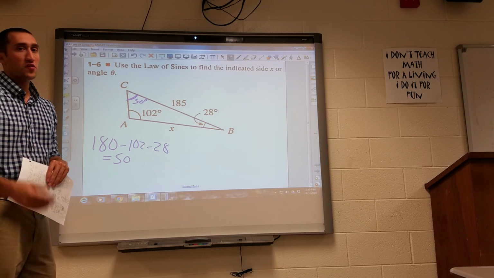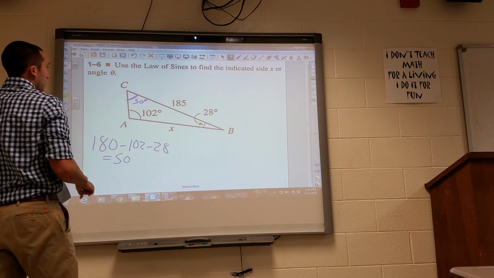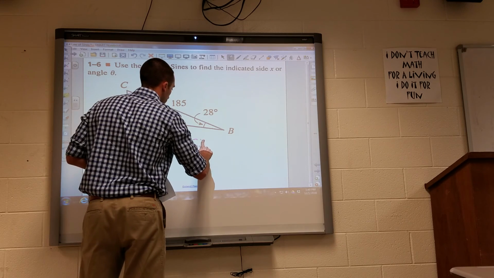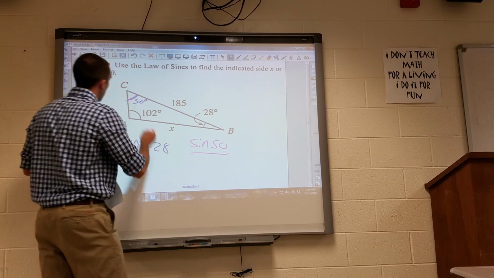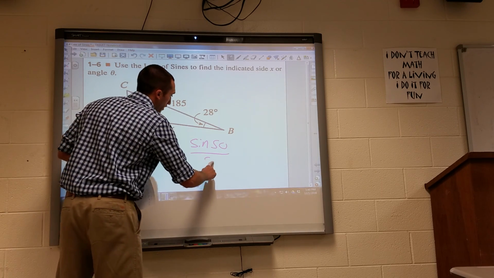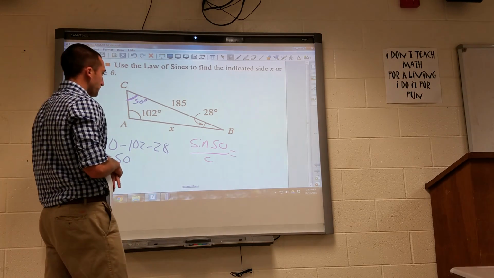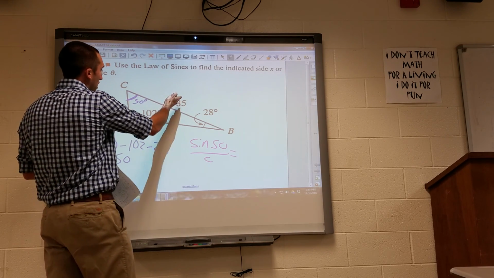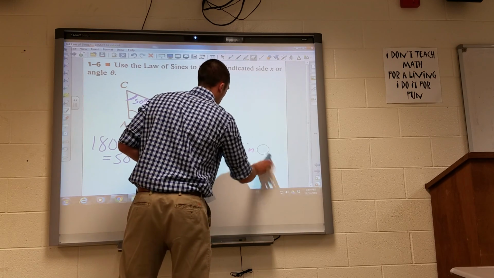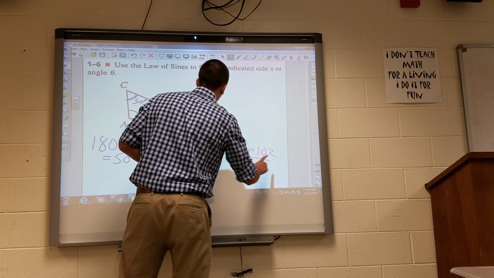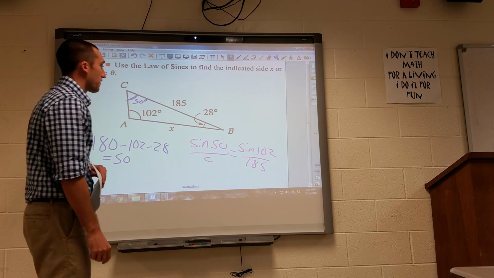And now I can just go ahead and use my law of sines to find that missing side x. So I've got sine of, let's see, I know sine of 50 degrees is angle C. I'm looking for side C. Really, that's what my x is, right? Is side C. That's equal to, and then we know side A, so we're going to use sine of angle A, which is 102 degrees, and side A is 185.